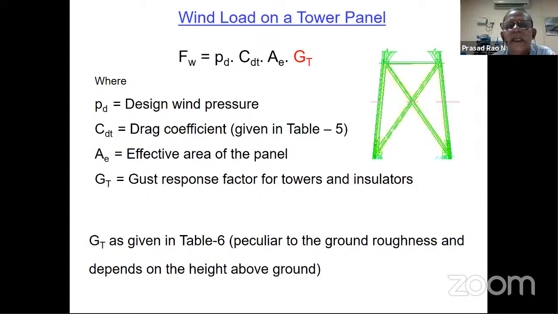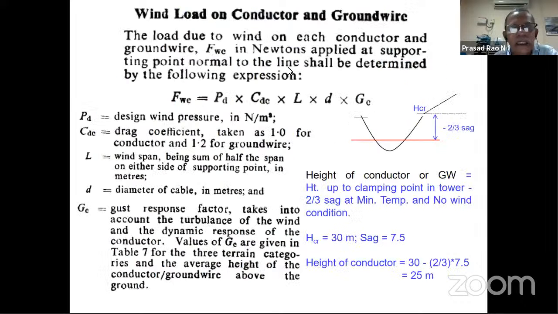Similarly, how do we calculate the wind on the conductor? See, the conductor is connected, suppose, at 20 meter height, and there will be a sag of around 6 to 8 meters. So which height do we have to take for calculating the wind pressure? That height is taken as the standard for calculating the wind on the conductor. These factors are given in the code book.